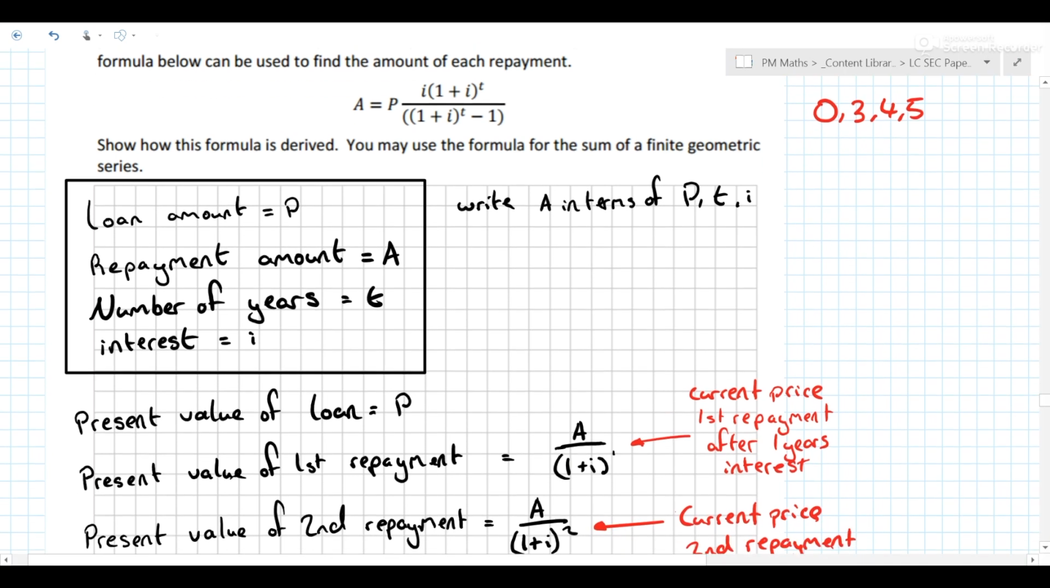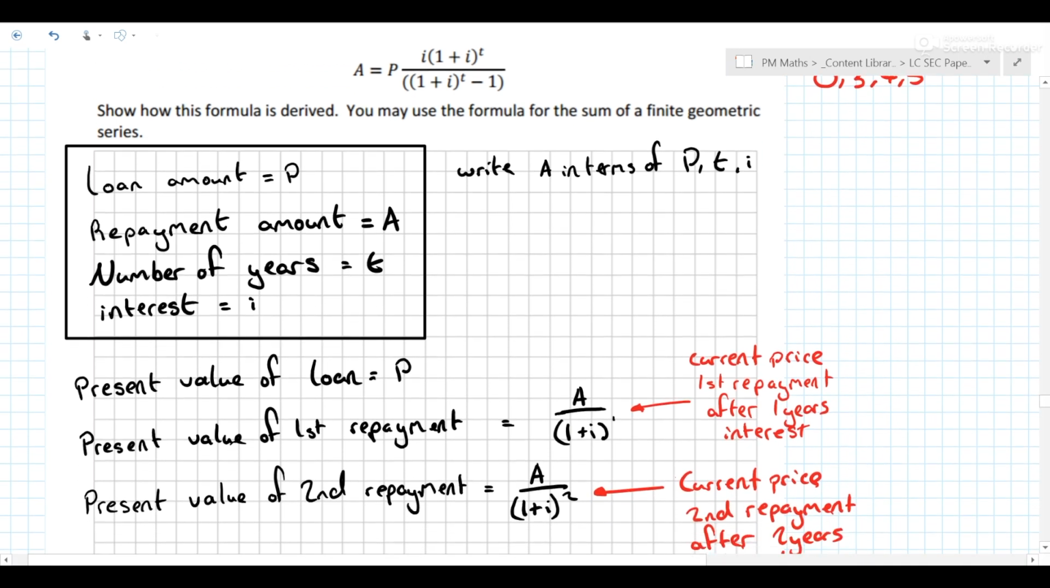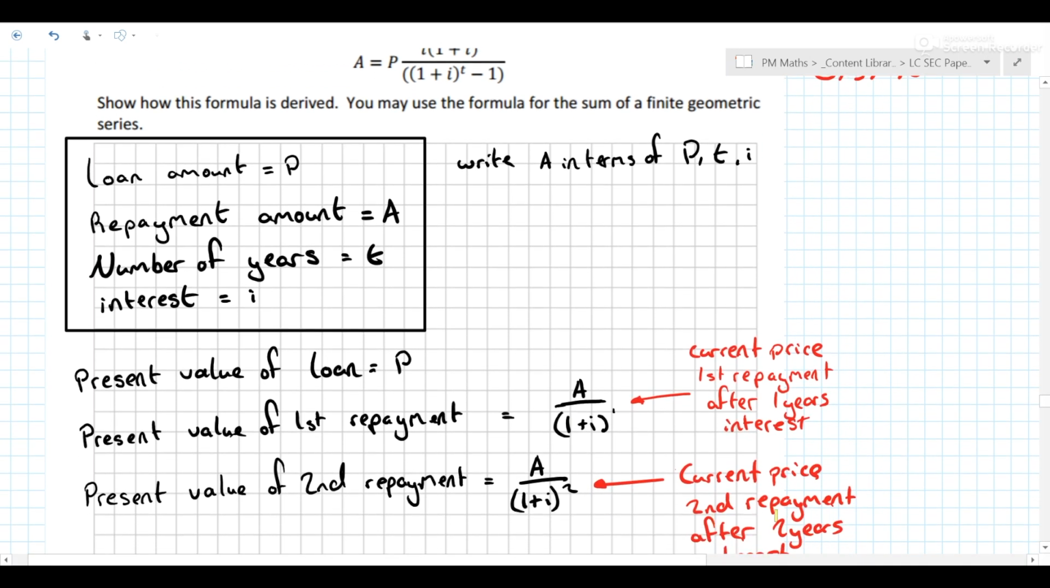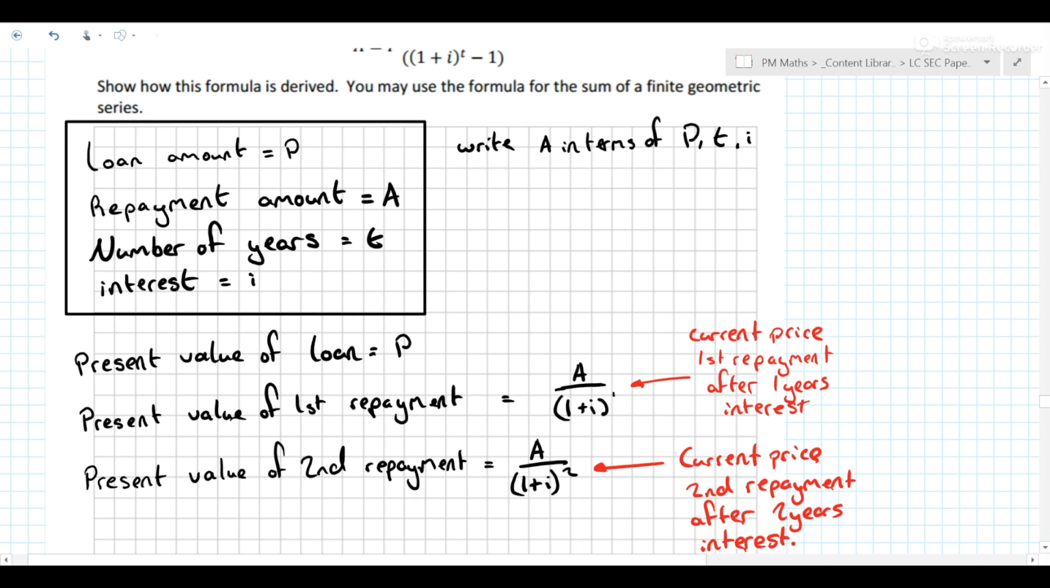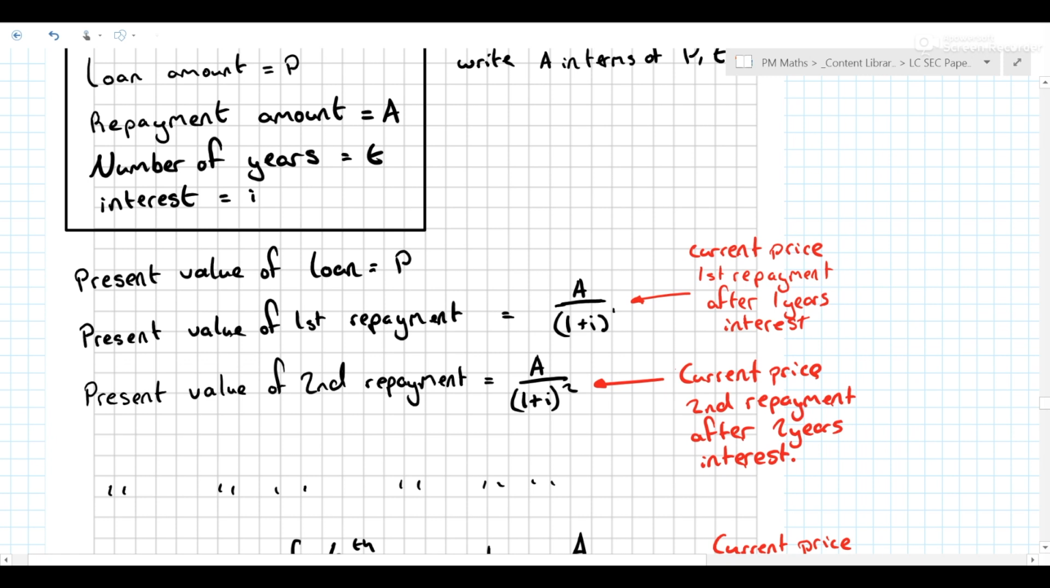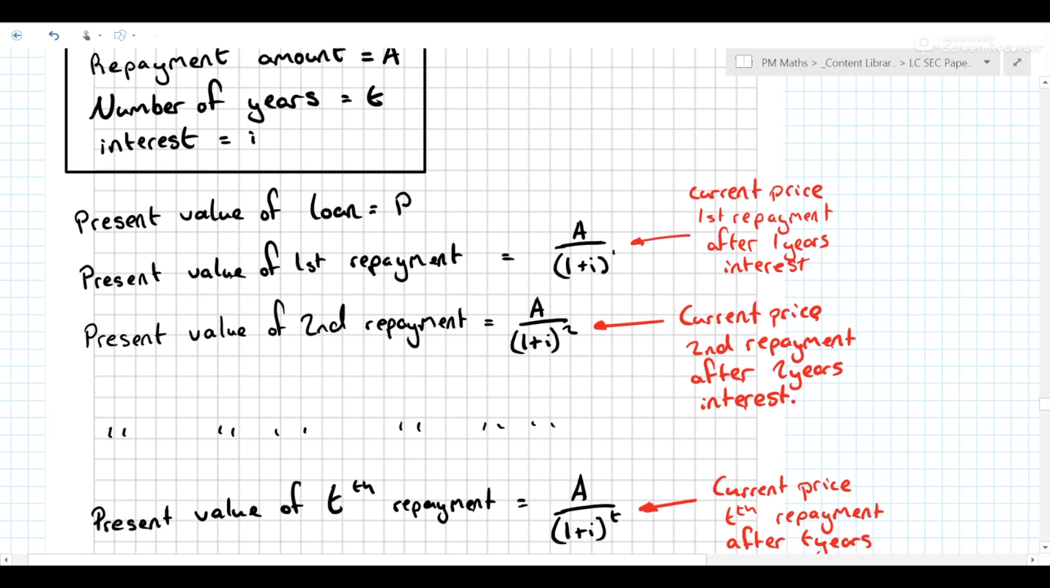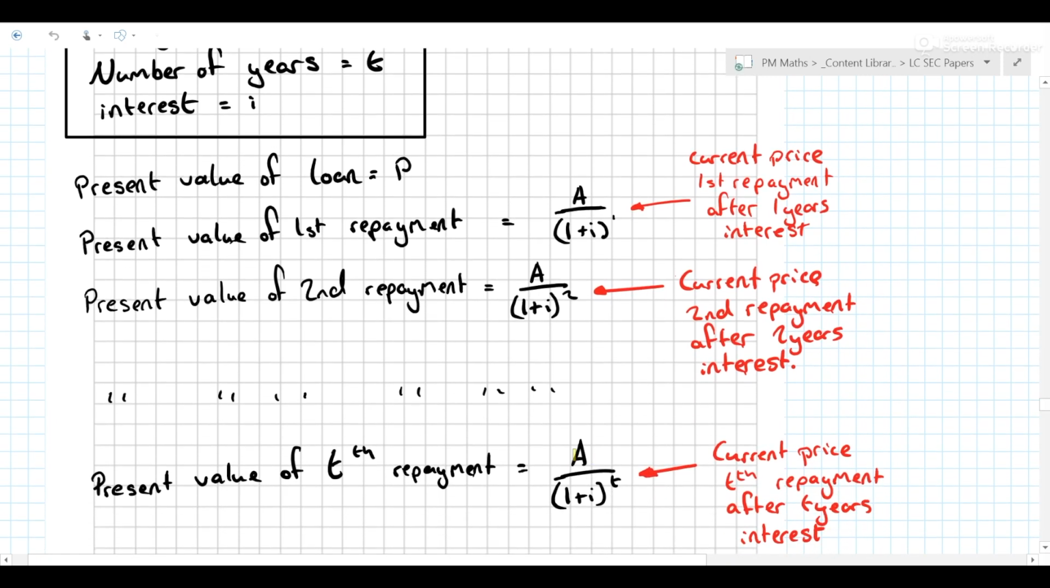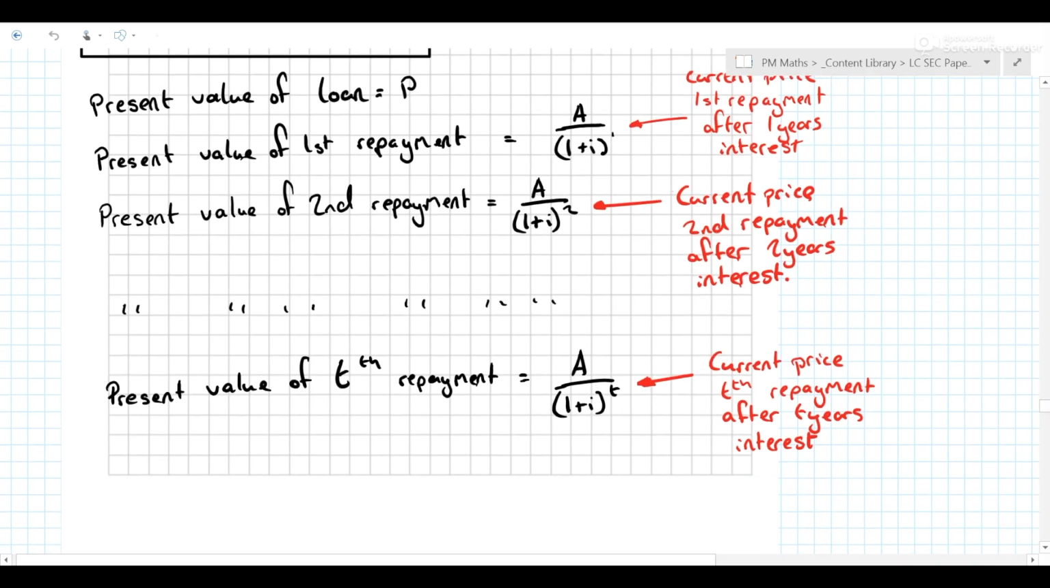Now, what would the second amount be? So the current price of the second repayment after 2 years interest. Okay, so you might see a bit of a pattern here. So the actual present value of the Tth, or the last, or the general term of any repayment, can be found like this. Okay, so the current price of the Tth repayment after T years of interest.